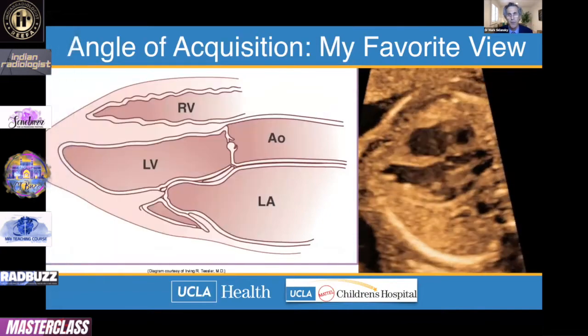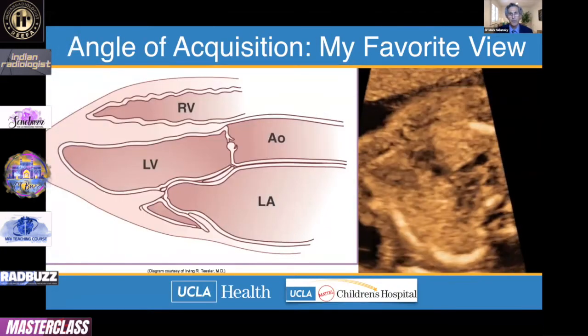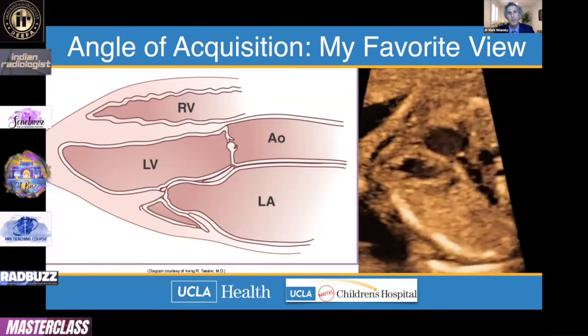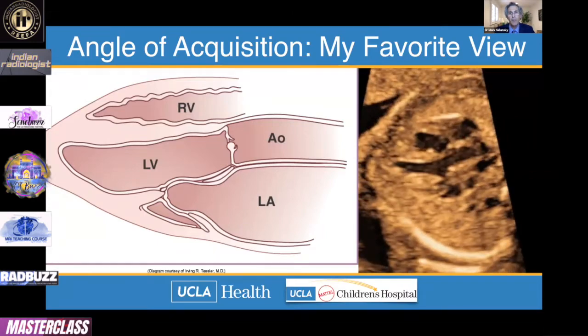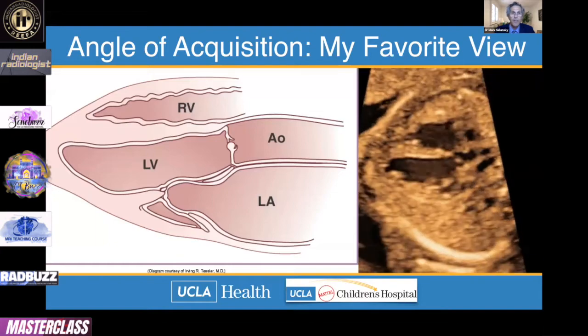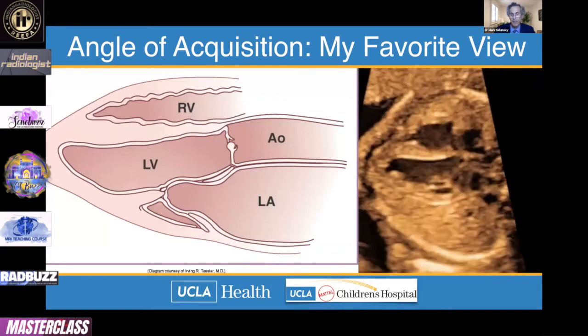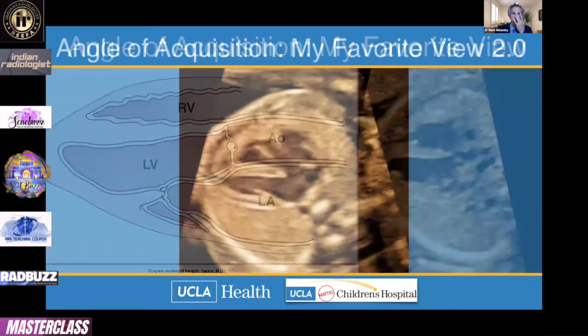So again, my favorite view is the left ventricular long axis view, very key. Part of the reason that I love it so much is because it's so key to pick up outflow tract abnormalities. If you get this view consistently, you're not going to be missing significant outflow tract abnormalities. And this is point 2.0.